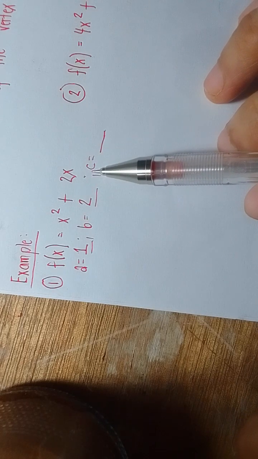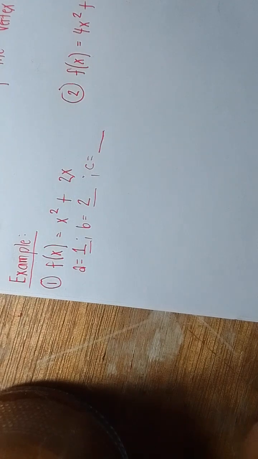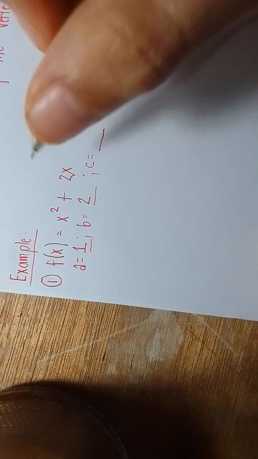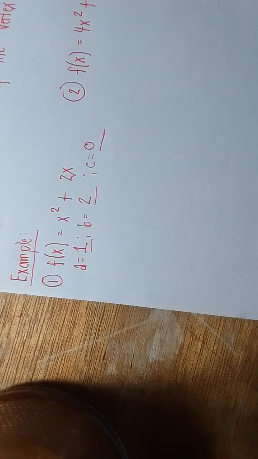Next, for the value of C, there is no other term. Since we have identified all of A, B, and C, there is nothing left to get, because for the given equation, there are only 2 terms. So, therefore, C is equal to 0.